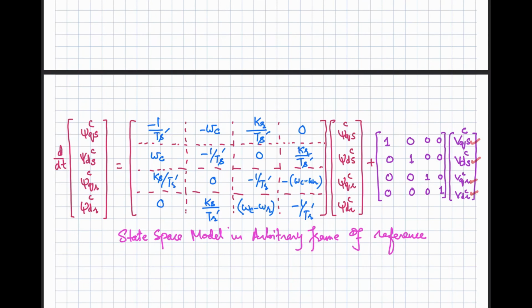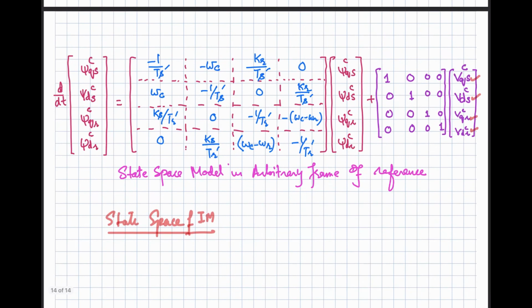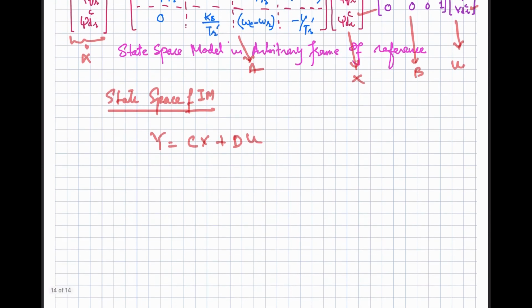So if I conclude this video, what we have done, we have developed the state space model of the induction motor in the arbitrary frame of reference, and considering the flux linkages as the state variables. So this is basically the x dot, this is the matrix A, state matrix, this is the vector of state variables, input matrix, and the inputs u. So you can monitor any of these flux linkages at the output by using the output equation y is equal to cx plus du.